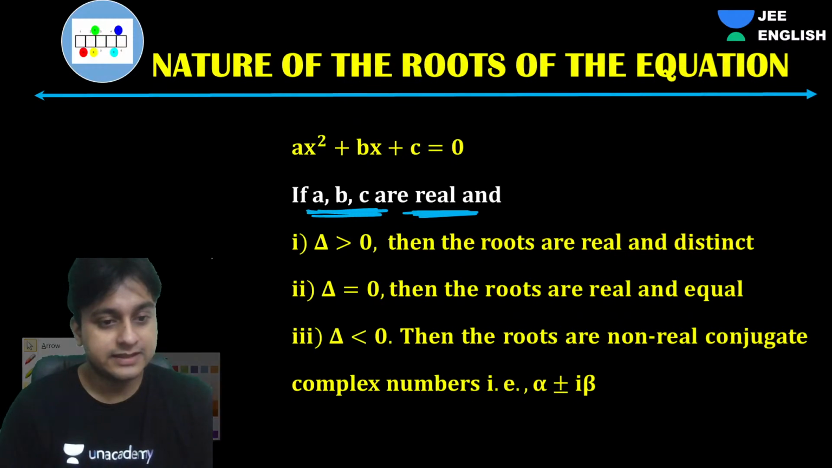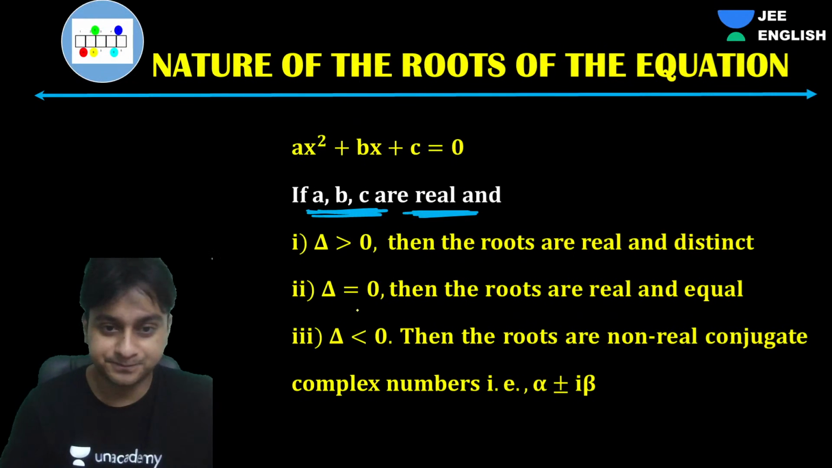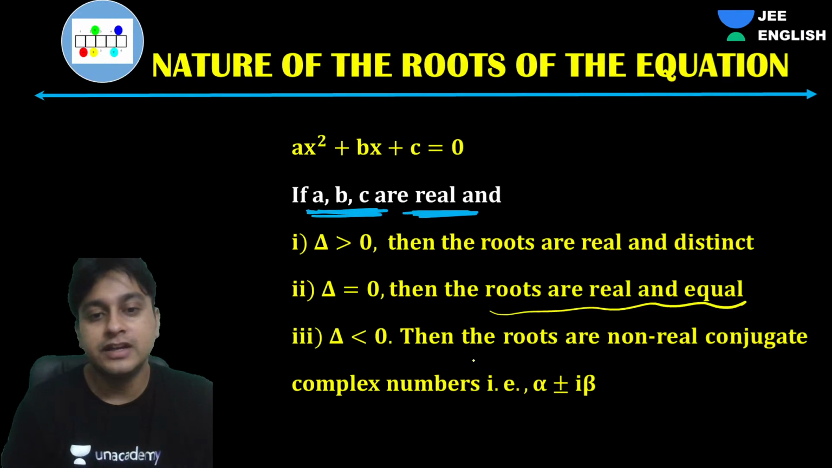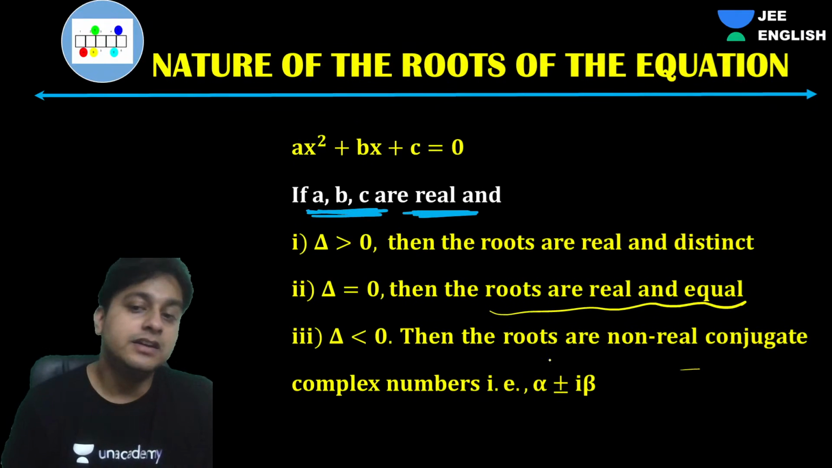Okay. Is the concept clear, guys? Any doubt, please ask. And if discriminant is 0, then we have real and equal roots. And if discriminant is less than 0, then we'll have unreal roots.